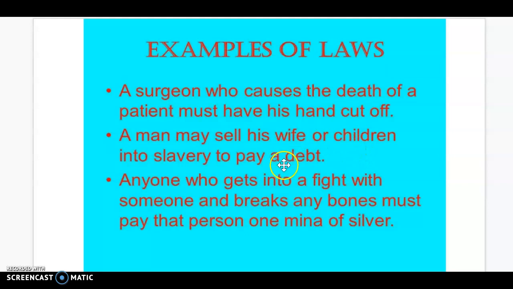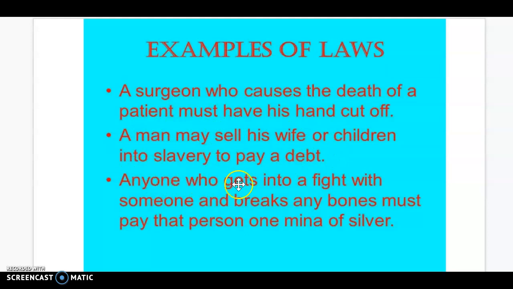And that's because paying off a debt is important. And I also want to point out that men, women, and children are treated differently. It says a man may sell his wife and children. And that's why what we need to infer here is that women and children were property of men in the ancient world.